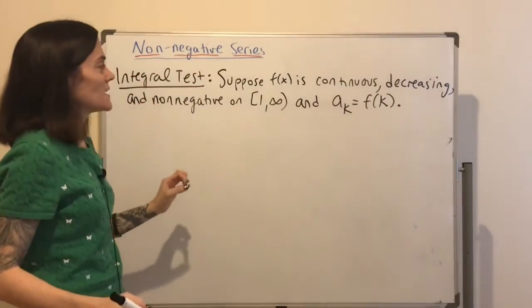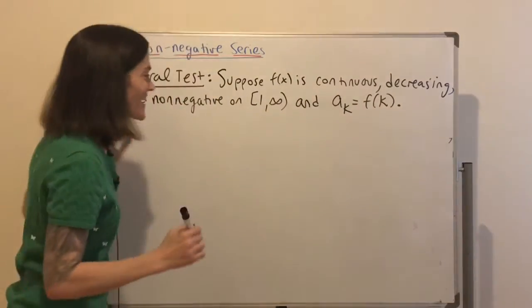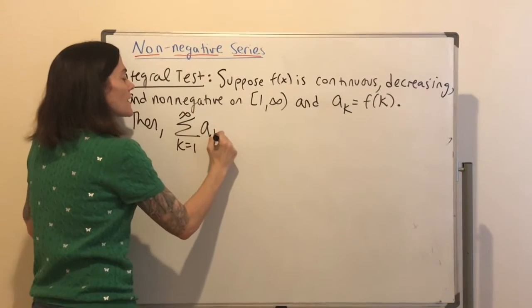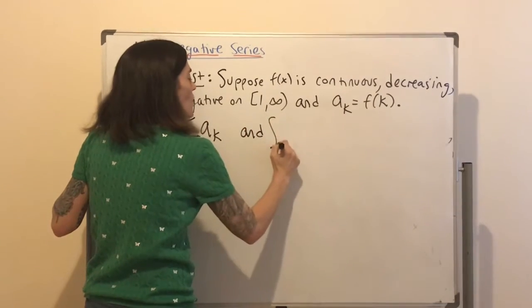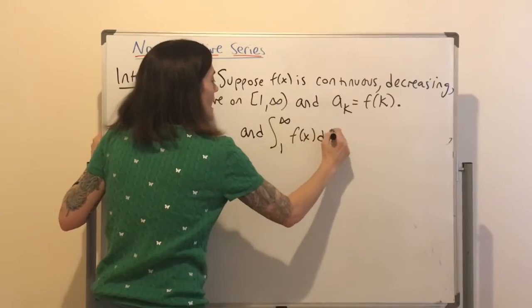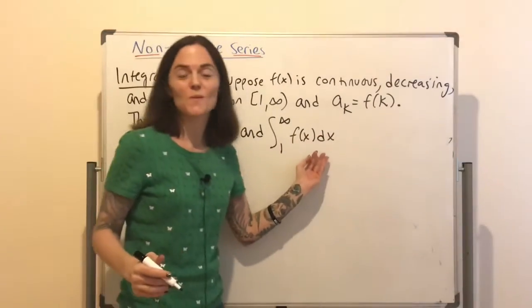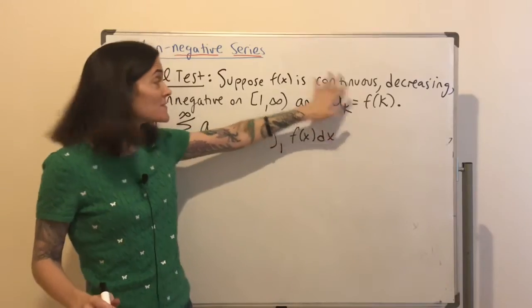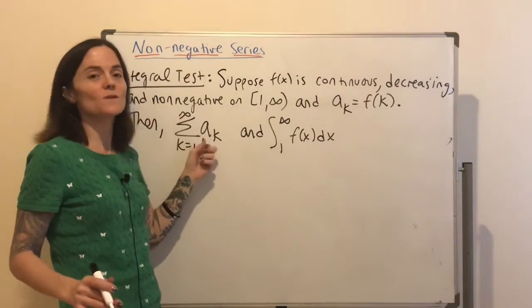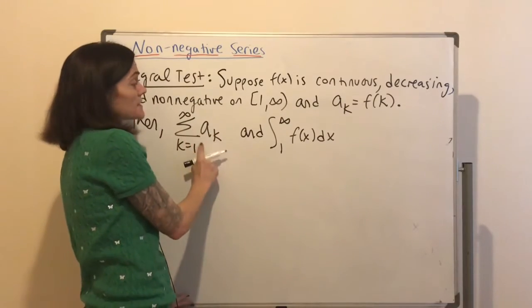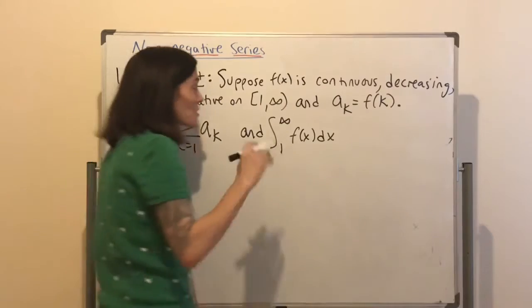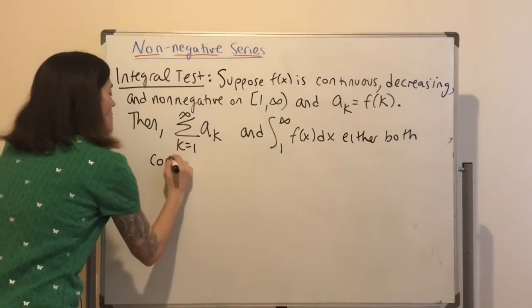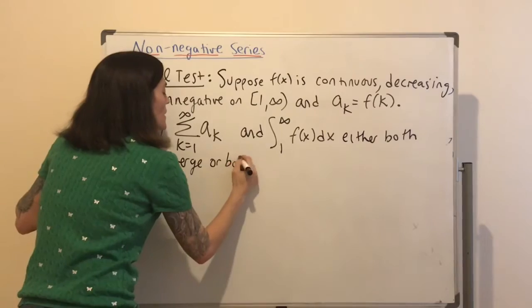Okay, so you have a function. Let me write the conclusion, then we'll talk. The statement is then the sum k equals 1 to infinity of a_k and this improper integral, 1 to infinity f of x dx. This is what we just had, right? We had f of x was 1 over x, and we had the sum of 1 over k. You have some function evaluated just at the integers, and this gives you your series. Then the series and the improper integral either both converge, or both diverge.